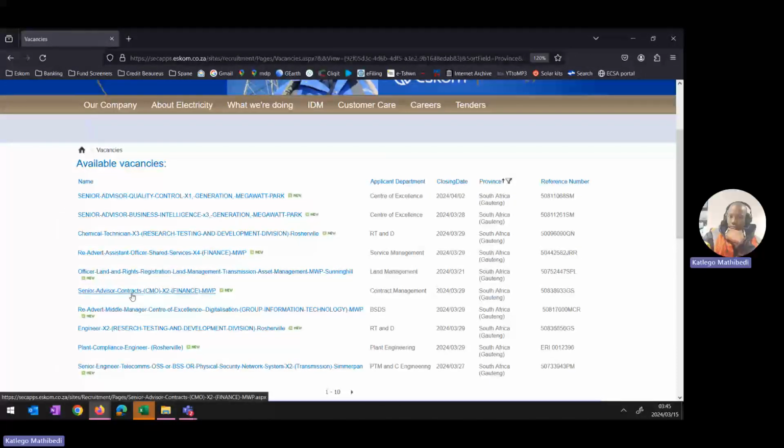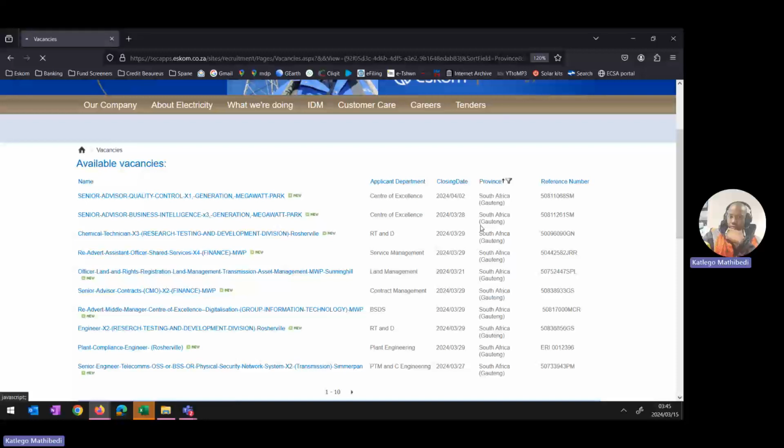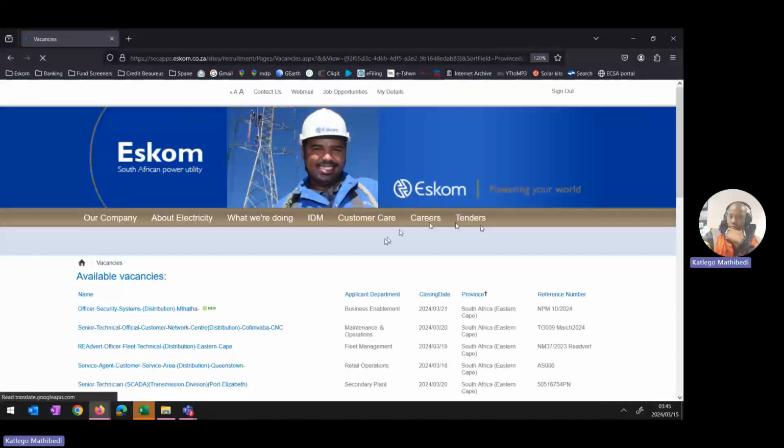So yeah, let's see. Do we have trainees? So I'm going to clear this. And to clear this, what you need to do is clear the filter if you want to see everything.